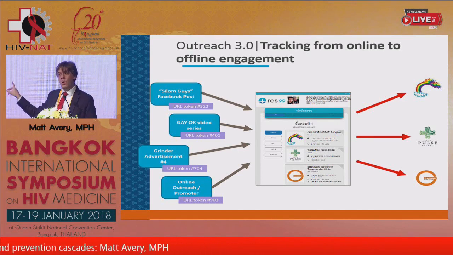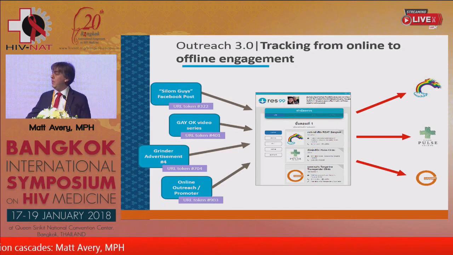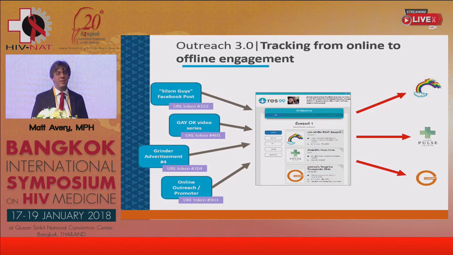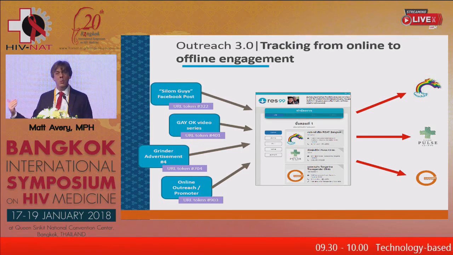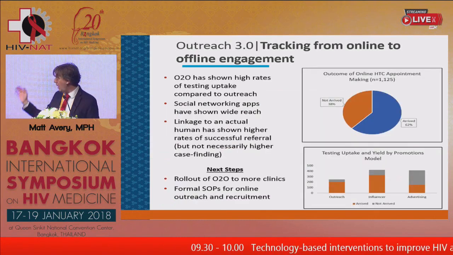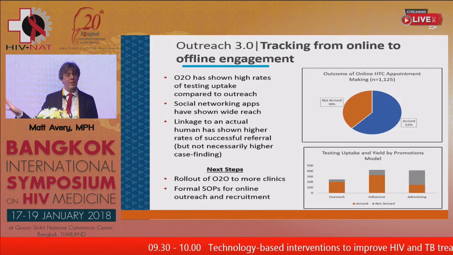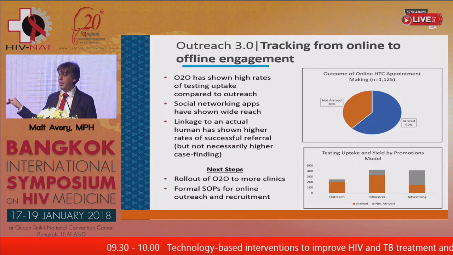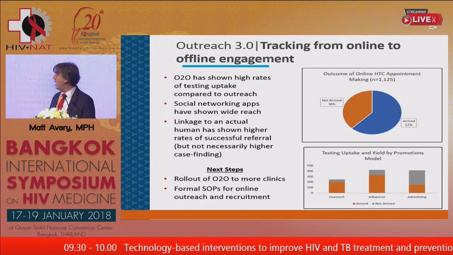Critically, we're not only tracking whether or not people show up for a test, we're tracking what is the result, what's the outcome of that test. So we're not only trying to identify which strategies and which platforms are best at reaching these individuals and bringing them into testing, we're tracking which of these approaches is helping us generate the highest level of case finding. This is very preliminary data. These are outcomes from about a 6-month period, primarily here in Bangkok.